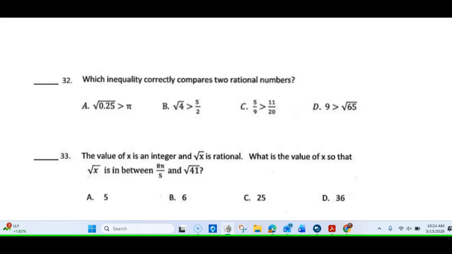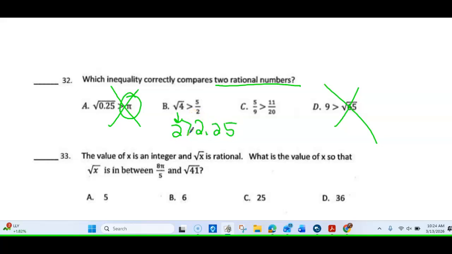On the back, which inequality compares two rational numbers? This one has an irrational, don't pick that. The square root of 65 is irrational, don't pick that. So it's either B or C. This is 2. The other one is 2.25. 2 is not greater than 2.5, so the only one that made sense was letter C, because this is 0.55 greater than 0.50.